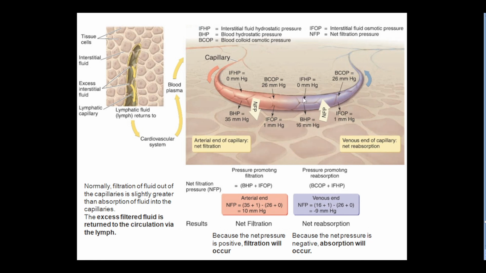So this is when the fluid returns back. And usually the filtration of fluid out of the capillary is slightly more than the reabsorption of fluid into the capillary. And the excess of the fluid will go to the lymphatic system, and furthermore, it will be returned back into the cardiovascular system. So this is basically how formation of lymph happens within the capillaries.